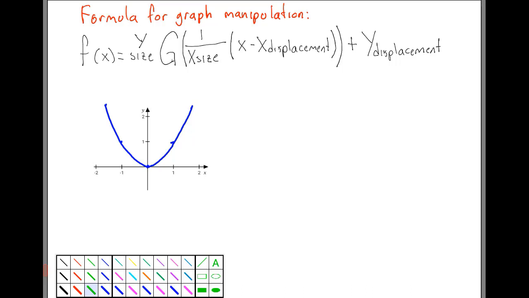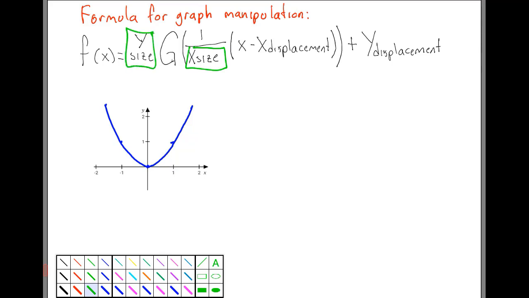The first parameter is the function g. G is the function that we are going to manipulate. In this example, we have a parabola that is x squared, but it can be a sine function, an exponential, or any kind of function. The other parameters are the parameters related to the size. We have here the x size, and we have also the y size.